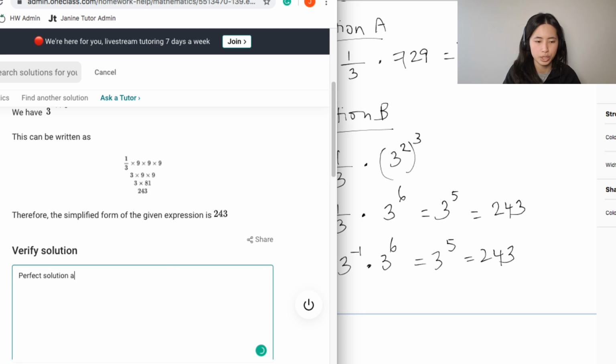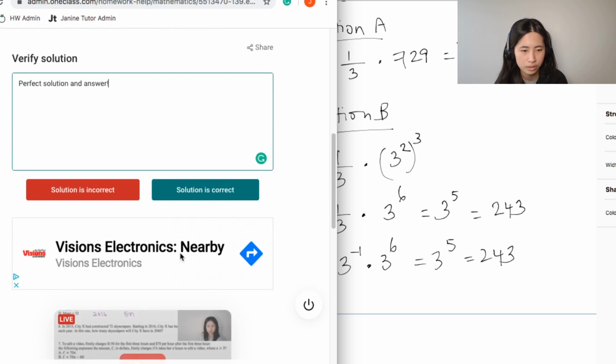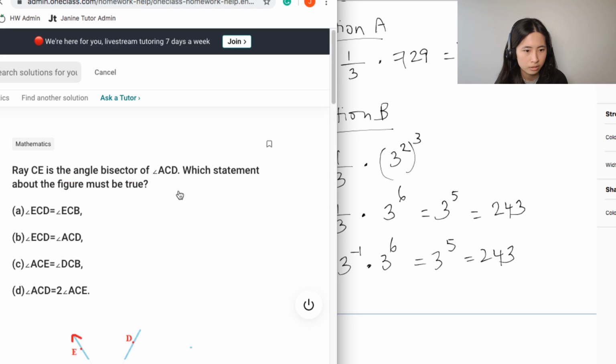Okay, so perfect solution and answer. And I think they went and expanded the terms, which is option A. So it's up to you. Okay, great. So let's move on to this question. It says ray CE is the angle bisector of angle ACD. Which statement about the figure must be true?